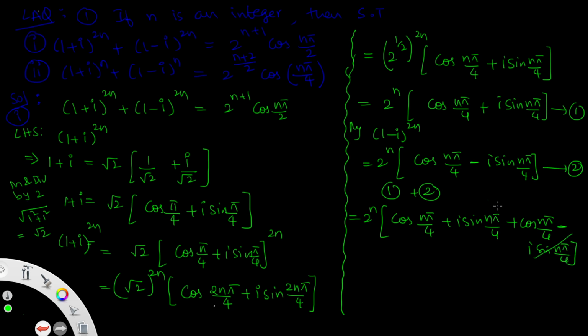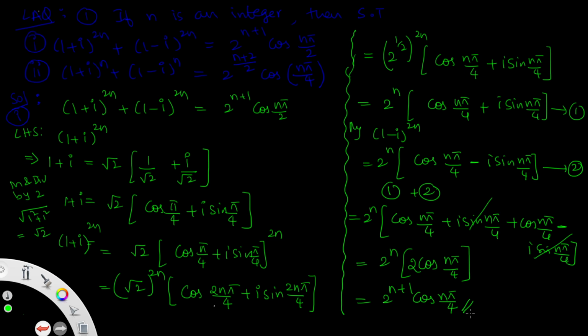So these terms cancel, that is 2 power n into 2 cos n pi by 4. That is nothing but 2 to the power of n plus 1 into cos n pi by 4. Hence proved. That is the answer. Now, (1 plus i) to the power of 2n plus (1 minus i) to the power of 2n equals 2 to the power of n plus 1 into cos n pi by 2.